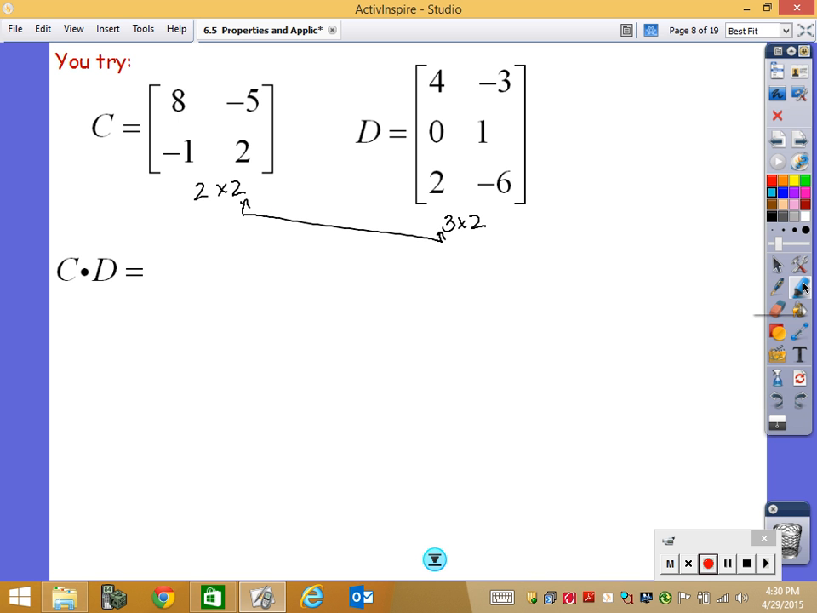Even if we tried, here's where we would have row 1 by column 1. And look at, we would end up with 8 times 4 plus negative 5 times 0 plus, I don't have an element to multiply by 2. So do you see why those inside dimensions must match for it to multiply? It just won't work if they don't match.